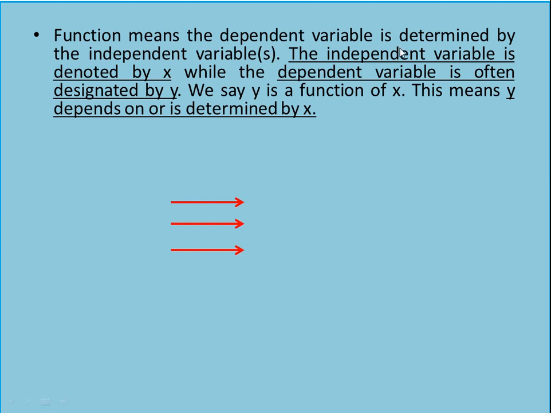Function means the dependent variable is determined by the independent variable. Meaning to say, the independent variable is denoted by x. So, lahat ng x values, ito yung independent or ito yung cause. Pagdating sa y value, ito naman yung dependent variable. So, sa function, we say y is a function of x. This means y depends on or is determined by x. So, hindi ka magkakaroon ng function kapag wala kang relation.